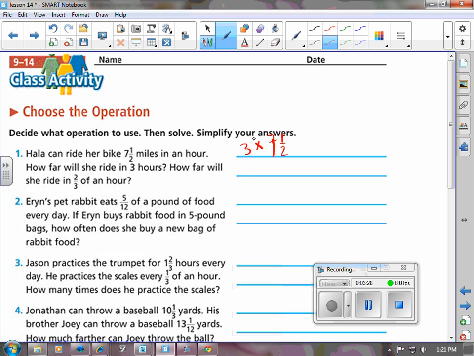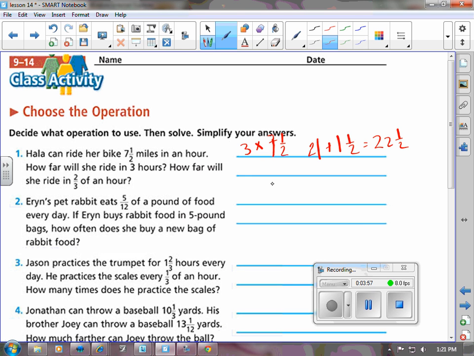So I could start with just 3 times 7, right? Or I could make this an improper fraction. I can go a variety of ways. If I do 3 times 7, I get 21. And then 3 times half. 3/2 is 1.5, so it'd be plus 1.5. So then I'd get 22 and 1/2.